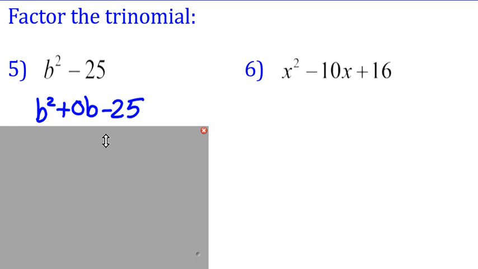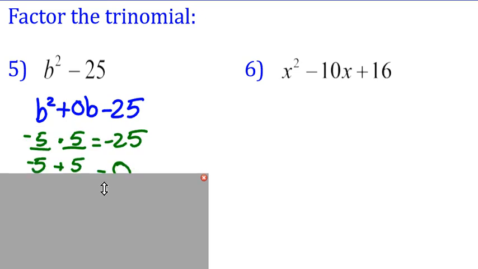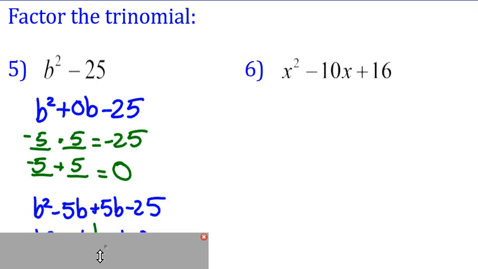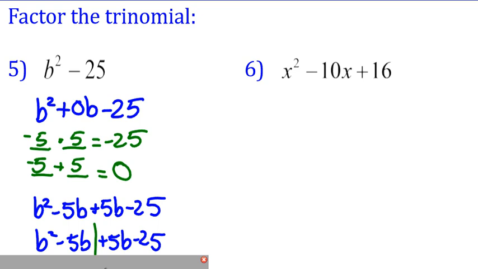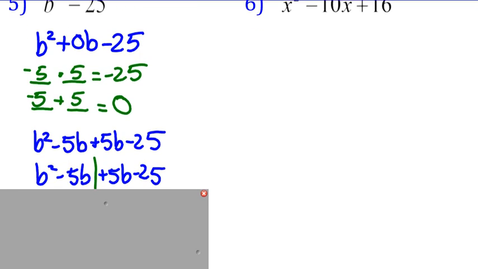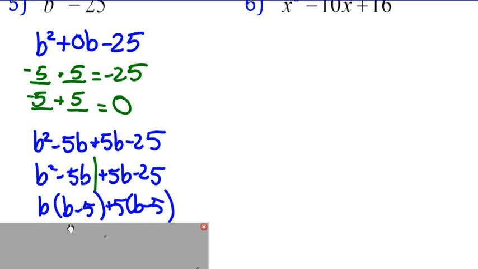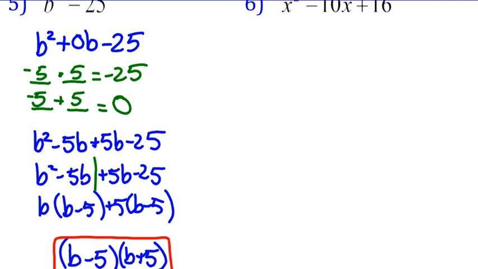So we need the same amount, 1 positive and 1 negative, and we know 5 and negative 5 would make that happen. We can write it with our four terms, look at it in pairs, and divide out what they have in common. The first pair we could divide out a b. The second pair we could divide out a 5. So we'd have b times b minus 5 plus 5 times b minus 5. Both pairs are being multiplied by b minus 5, so that's a common factor, and the other one would be b plus 5. Again, remember we said when we have two terms like that being subtracted, this is what we call a difference of squares.